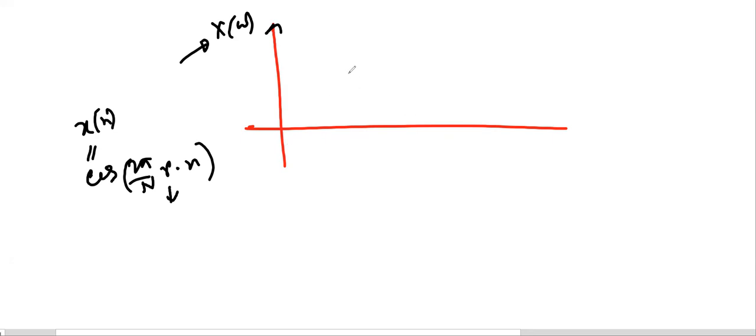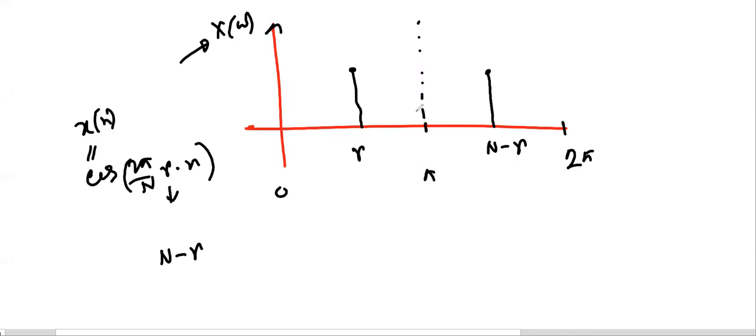That means at the location of r, you will get a stem, and another stem will be placed at the location of N minus r. Let's say this is the section of that N minus r, where this is twice pi, and this is the 0. Where is the pi? This is the pi, and this is the middle. Okay, so you have the repetition on both sides.